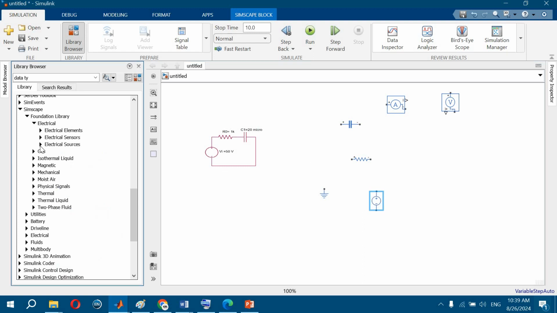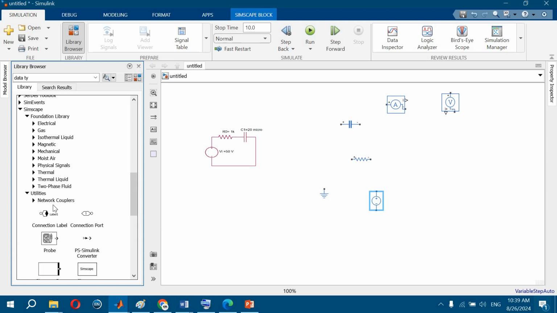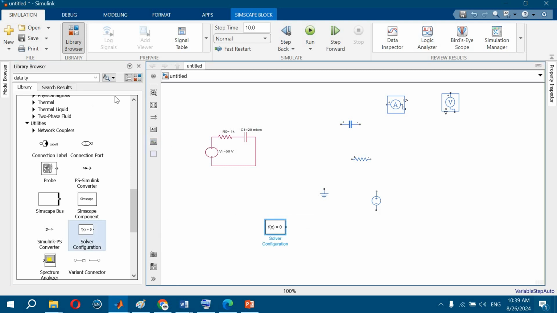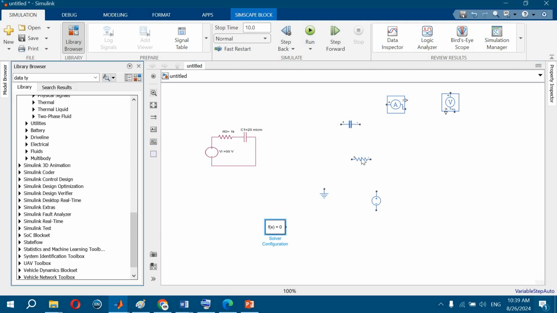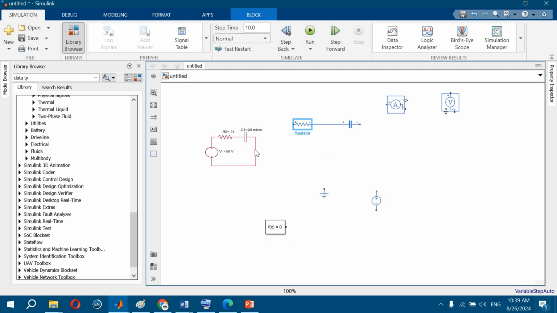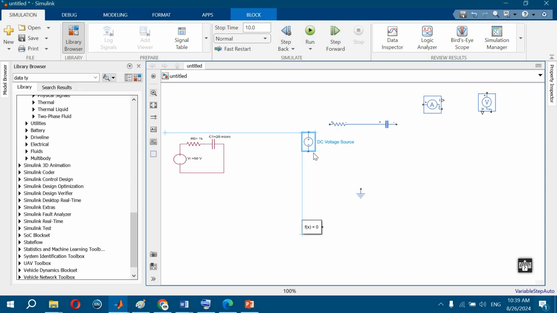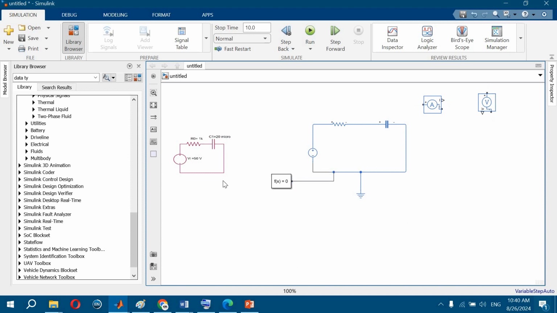The most important block is the solver. We can find it here in utilities. Yes, this is the solver configuration block. Let's connect these components together to form the RC circuit. Just connect the solver anywhere.